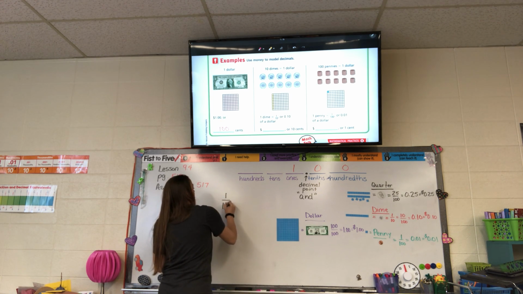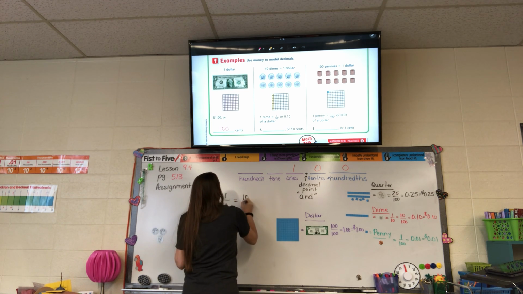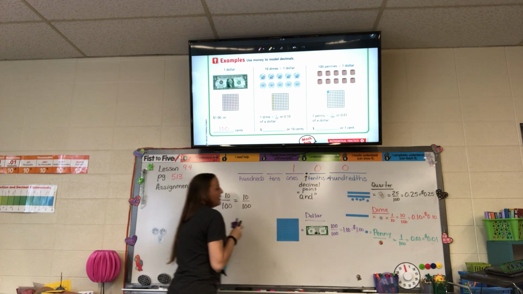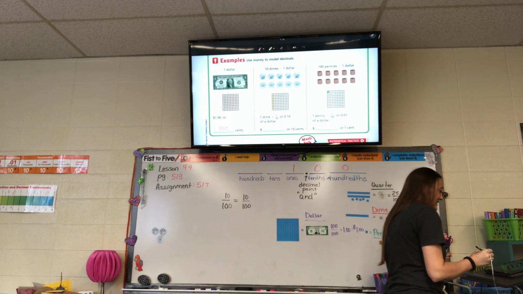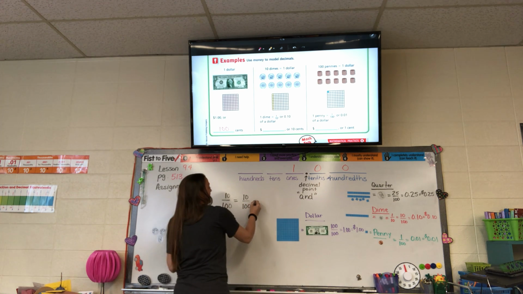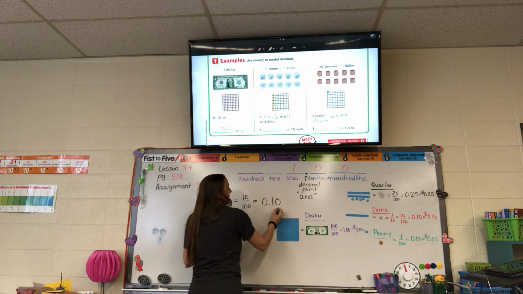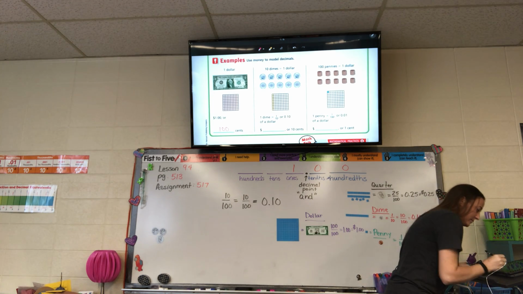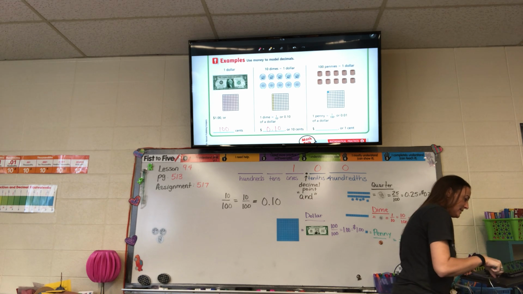And we did this on the last lesson, 1/10 is 10/100, because remember, we can add a 0 on top and bottom. And the way that you write 10/100 as a decimal is 0 wholes and 10/100. So the money amount is 0 wholes and 10 cents.